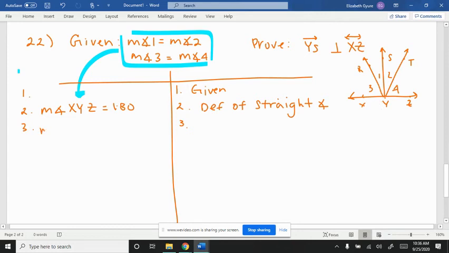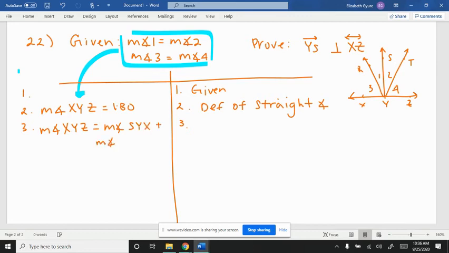So I can get those into my proof. So I'm going to say that the measure of angle XYZ equals the measure of angle SYX plus the measure of angle SYZ. So now I've shown that this angle is 180 degrees and it's made up of these two smaller parts. And then what I'm going to do with that is, can I take those smaller parts and break them up even more with 1 and 3 and 2 and 4? Yeah, so that's what I'm going to do next. Oh, and I did that, by the way, by the angle addition postulate.